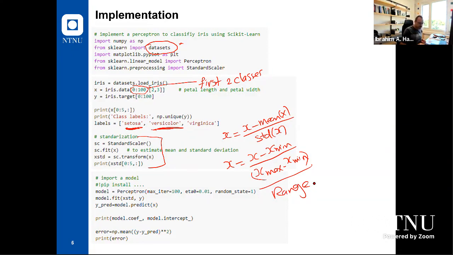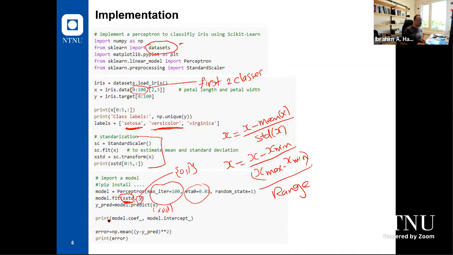We will import our model. The number of iterations is the maximum number of epochs for training. This is the learning rate, right? After that, model fit, we will use the standardized data, so it will be x standardized and y. Of course, we don't need to do anything with y, because the values of y will be 0 and 1. It will be 0 for Setosa and 1 for versicolor. If you want to predict, sorry, this one is not correct, so this one also should be replaced by x standard, to make predictions.